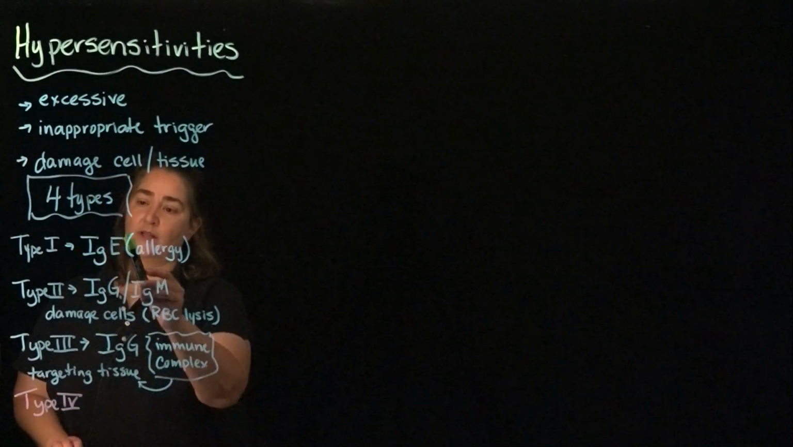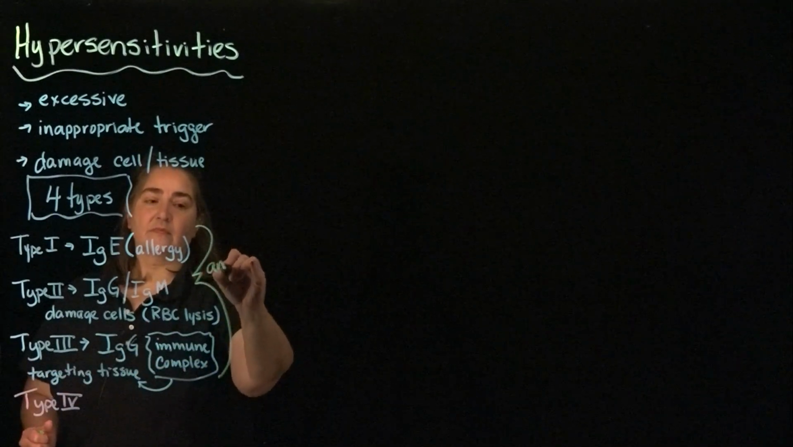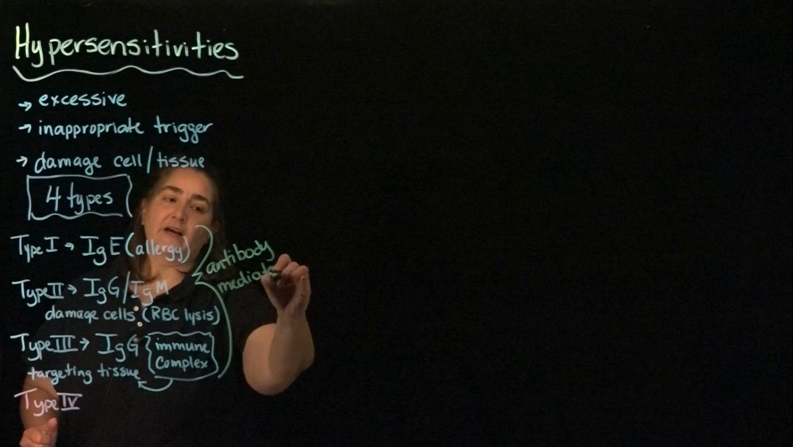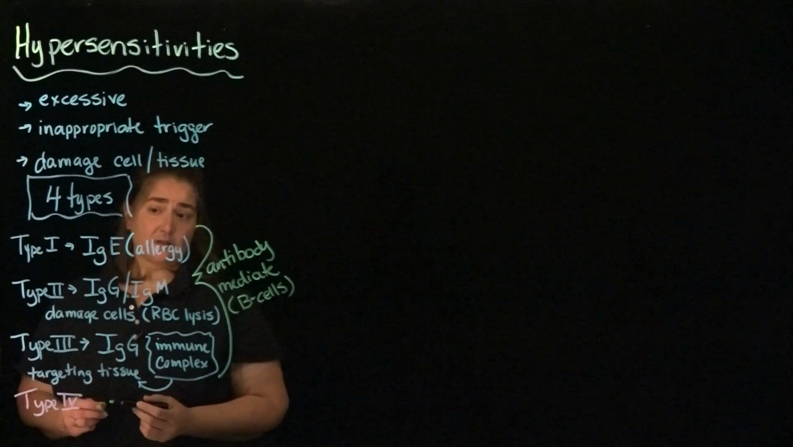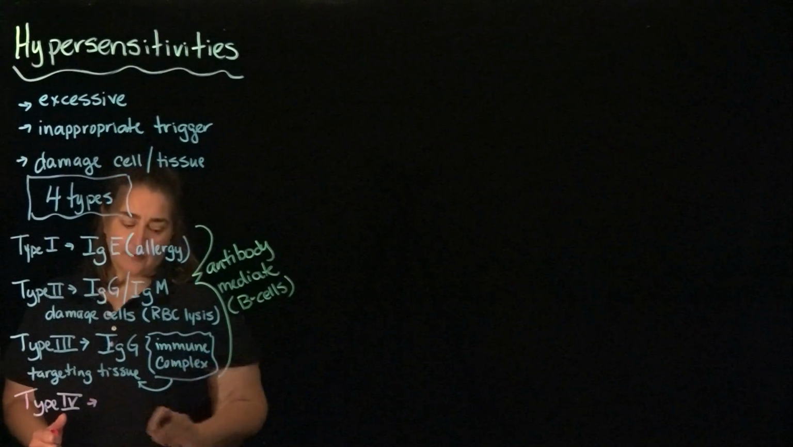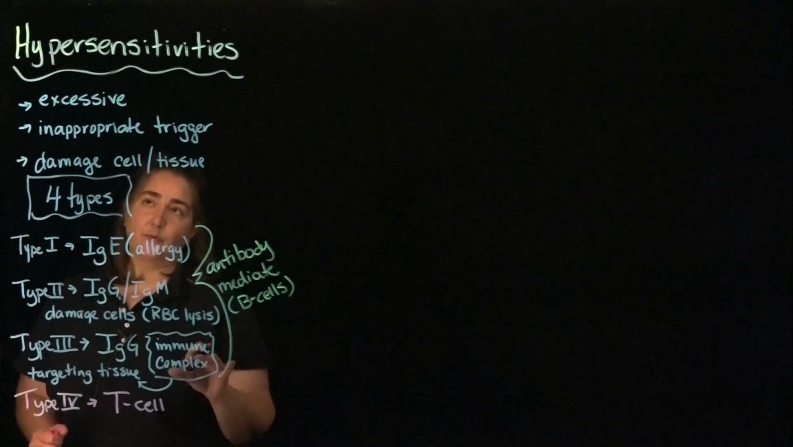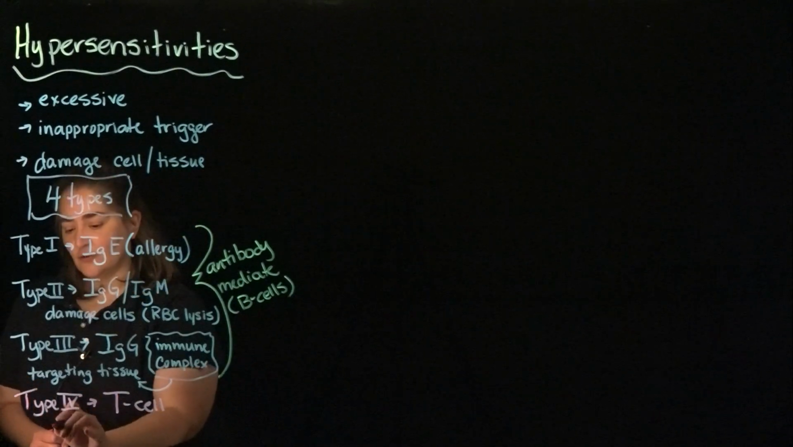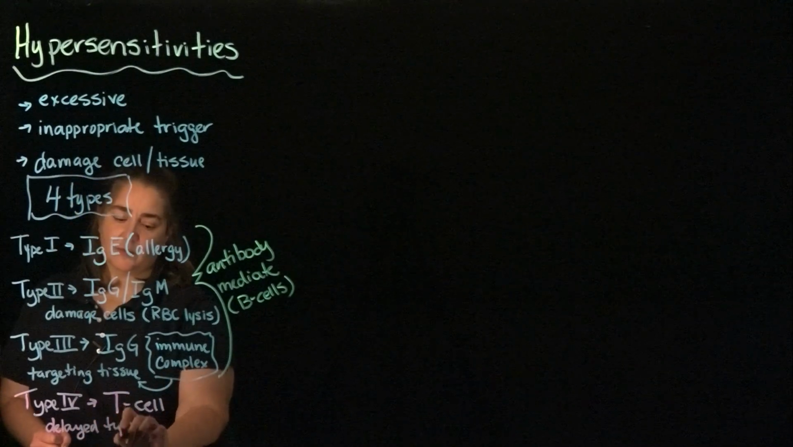I'm going to change my pen color here for type 4, okay? Because with type 1, 2, and 3, these are all mediated by antibodies. So antibodies, if you remember, are going to be produced by the B cells. So this is essentially a B cell response. The type 4 hypersensitivity now involves an inappropriate or an excessive T cell response. Okay? And these are going to be also referred to as delayed type hypersensitivities.